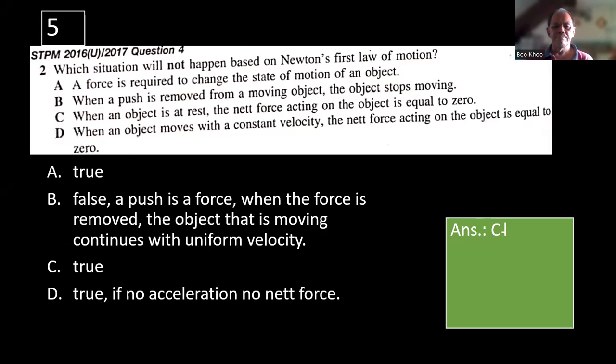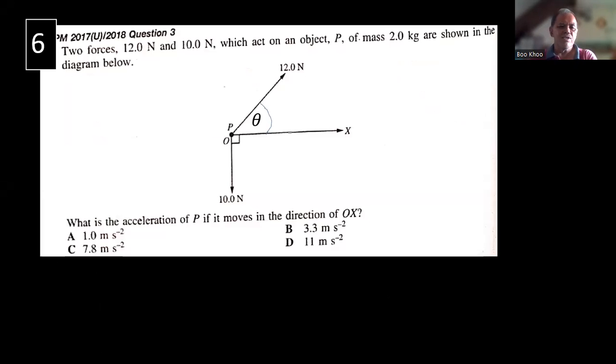Okay, and let's try this one. Two forces, 12 Newton and 10 Newton, act on an object P of mass 2 kilogram, as shown in the diagram below. What is the acceleration of P if it moves in the direction of OX? Okay, this question is not well stated, but we just assume that it's going to move along OX. So we are going to assume that vertically it's in equilibrium. It's moving along OX.